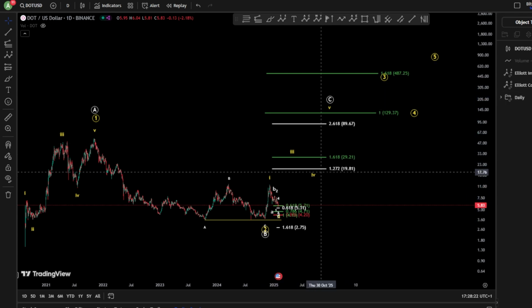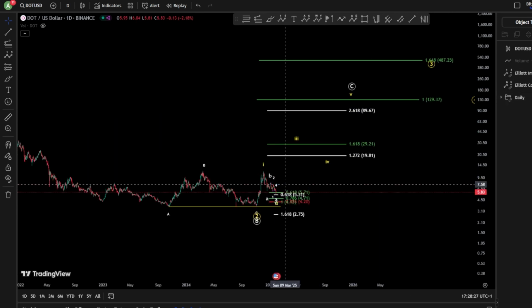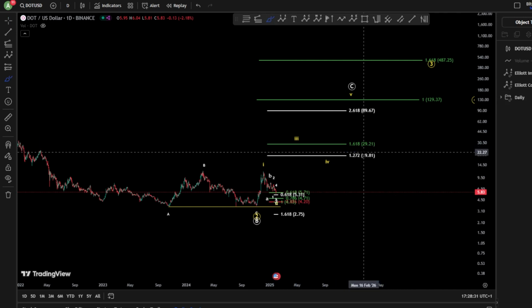I think higher possibility. Of course, we're moving with the yellow count here. And 1, 2, 3, 4, 5, first target is $29. That was it for Polkadot.